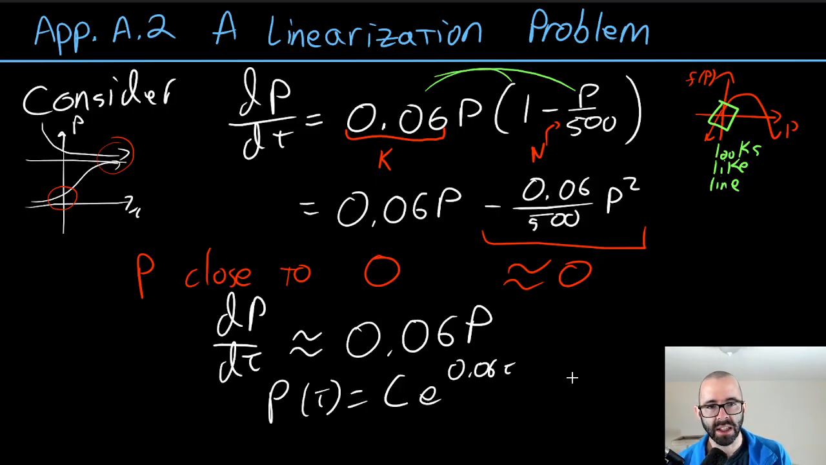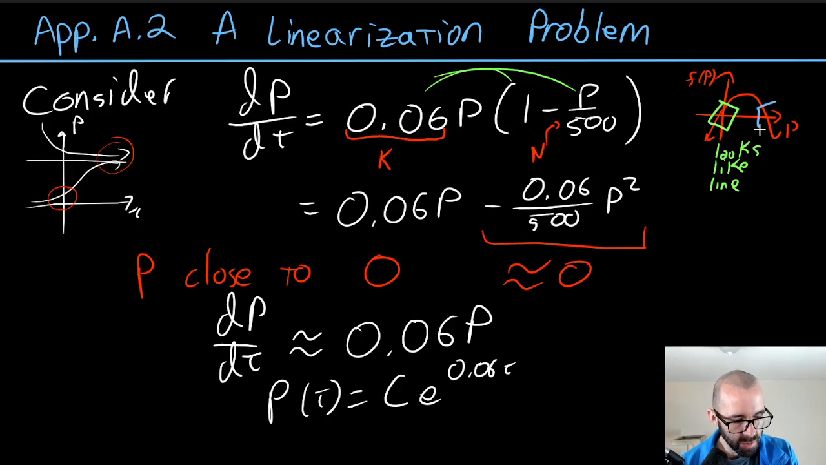So that answers the less interesting question. If the population's close to 0, how does it behave? Oh, it's exponential growth. Yeah, we knew that. This is just kind of practice. Also, you might be noticing, Jason, this didn't have anything to do with substitution. Why is this in Appendix A? It's because we're going to look at this next one.